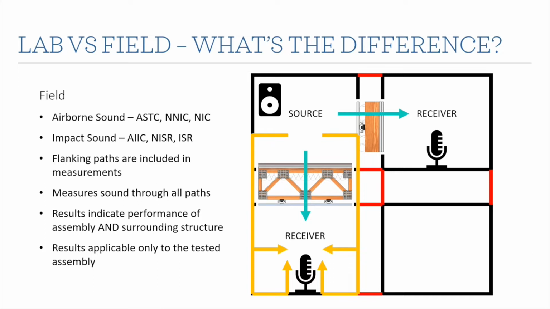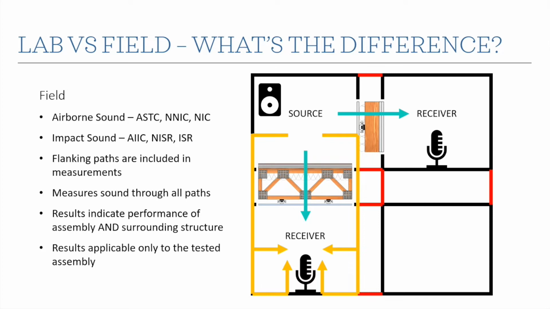And there's a whole bunch of different ways that the sound can go. So the results of a field test indicate the performance of the assembly and the surrounding structure. And what that means is that the results are applicable only to the tested assembly. And if you look at the ASTM test standards for these field tests, they say, if you do this test, it's only applicable to this exact situation.